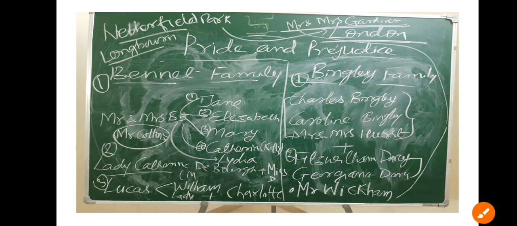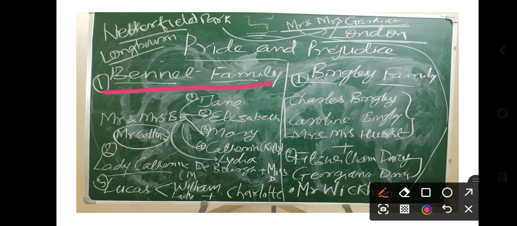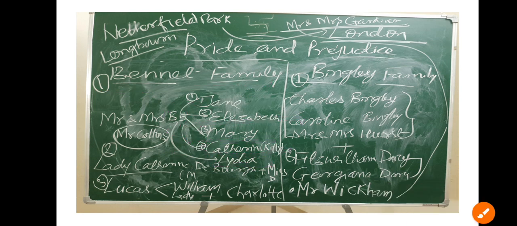So who is in the Bennett family? Here, five daughters are there. The first one is Jane, then Elizabeth, the middle one is Mary, the fourth one is Catherine, and the fifth one is Lydia. These were the five daughters, and they live there.